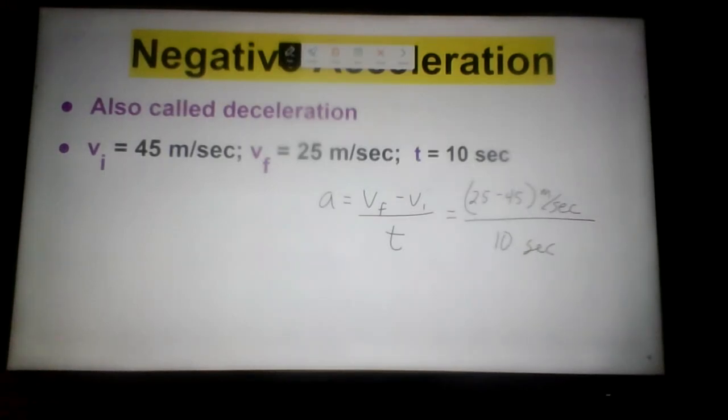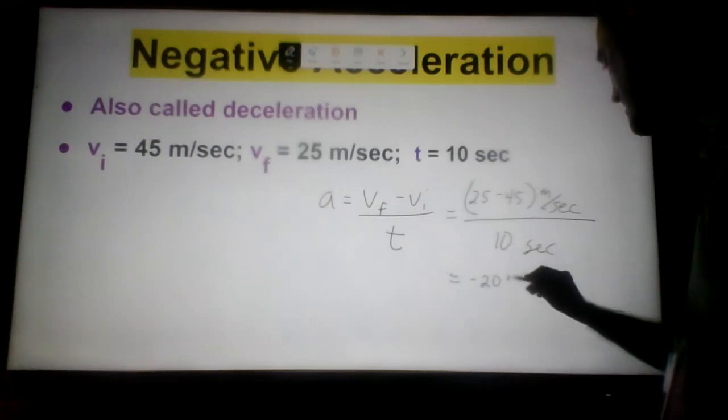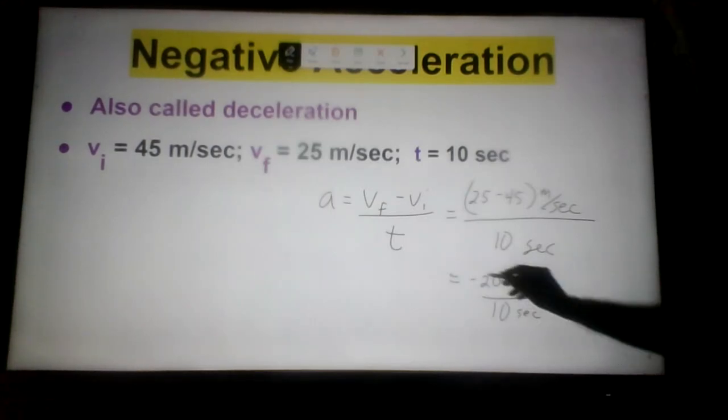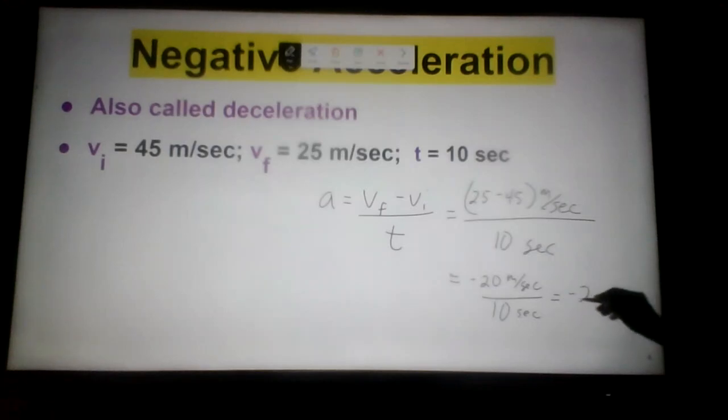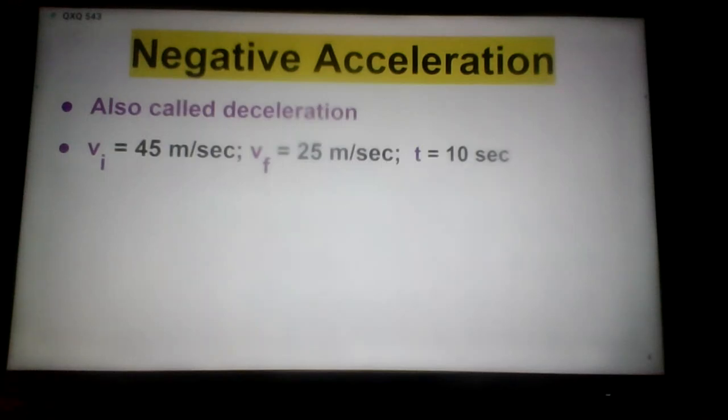Now, thing is, since I'm slowing down, I want my answer to be negative. That means I need small minus large. 25 minus 45 is negative 20. That's meters per second divided by 10 seconds. Well, negative 20 over 10 is negative 2. And remember, meters divided by seconds twice. So negative 2 meters per second squared. We have to get a negative number here because that means our speed is slowing down, getting lower.